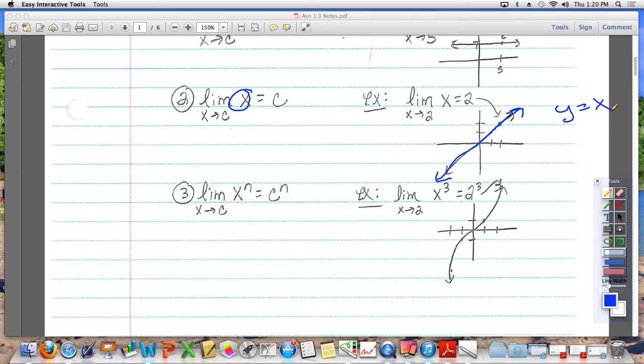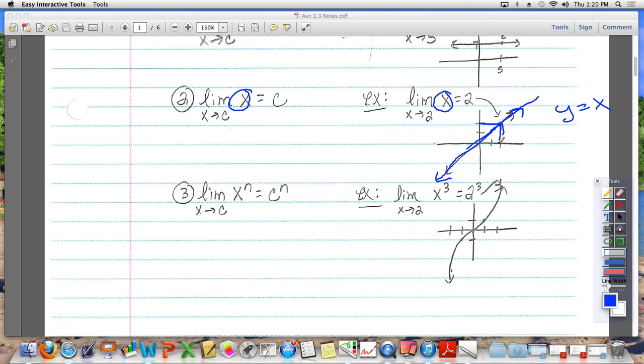So if you are finding the limit of just x, as x approaches c, the answer is going to be c. So for example, if you have the limit of x as x approaches 2, the answer is going to be 2, because as I'm getting closer to an x value of 2, from this direction and from the left direction, you're approaching the exact same y value. These 3 are pretty darn easy.